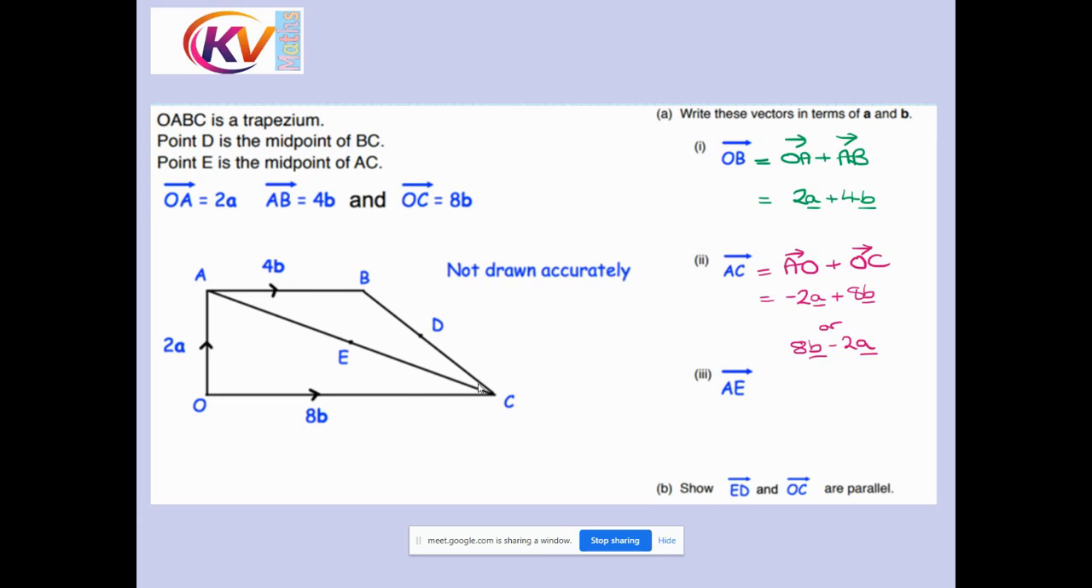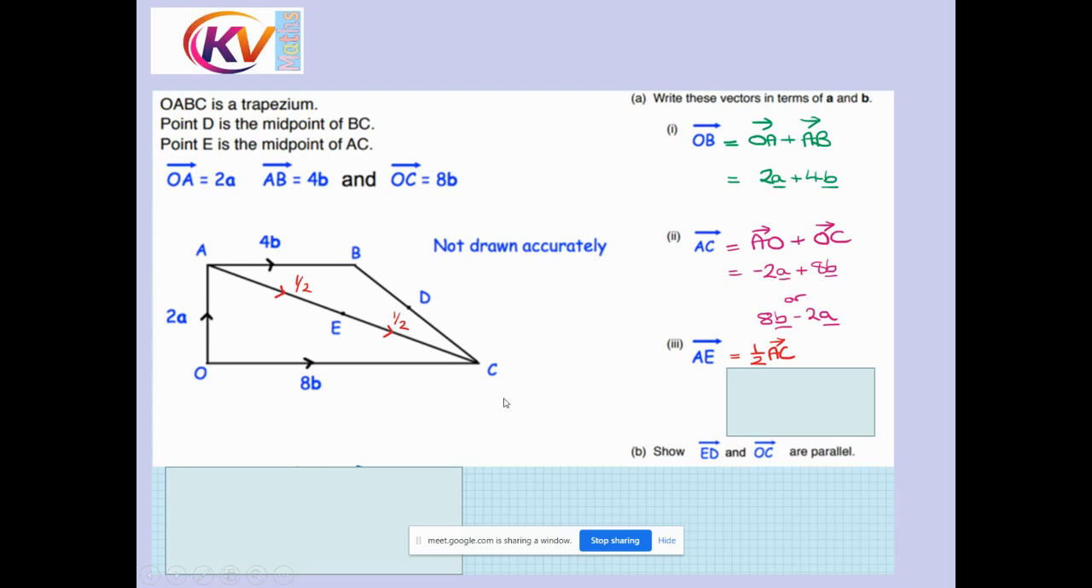Okay, so we have a look. A to E means I want to travel along this bit. What we're told in the question is the point E is the midpoint of AC. So I know A to E is a half of this bit, and E to C is also a half of that bit. So I can label both those bits with a half to help me out. I actually know A to E is a half of A to C. It's a half of that full length of the line.